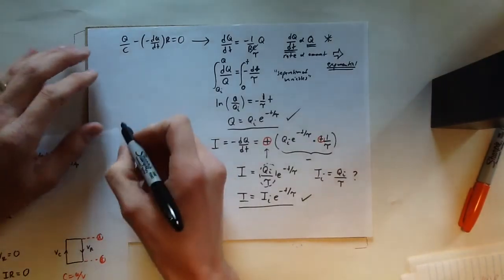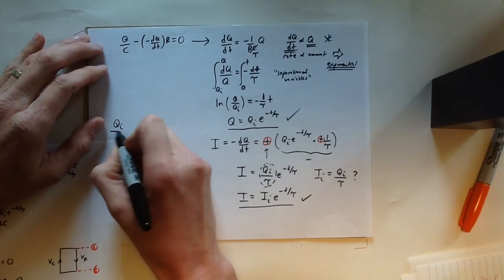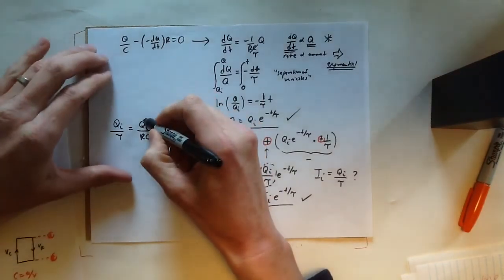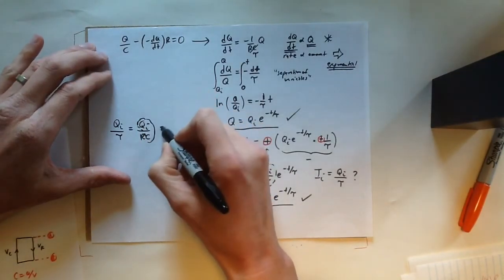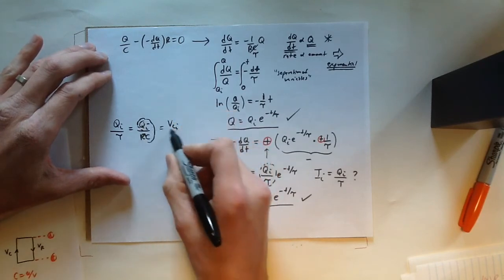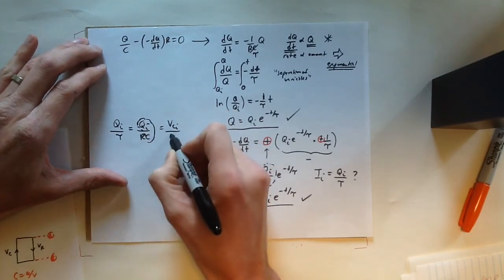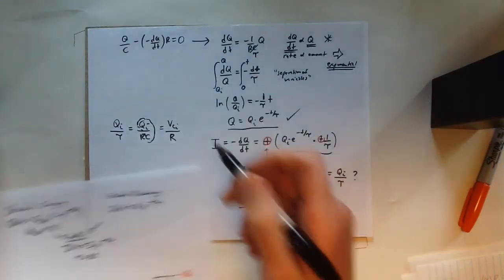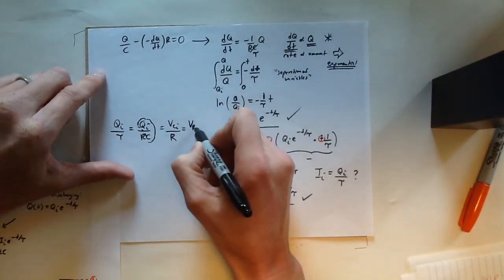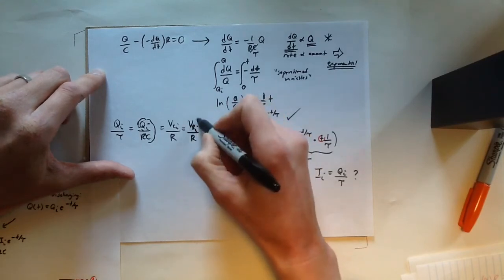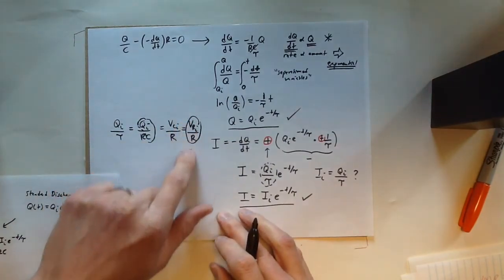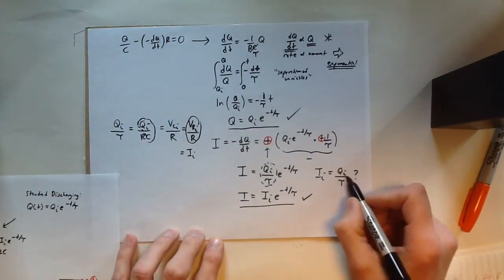So let's check that. So Q initial over tau, well, tau is RC. And I'm going to take this, Q over C, that's V_C initial, that's the voltage across the capacitor initially. And then let me remind you that the voltage across the capacitor and the voltage across the resistor are one and the same thing. So I'll switch that over to the voltage across the resistor initially. And at this point, you recognize Ohm's law, that is the initial current. V over R is current. So yes, this is true.